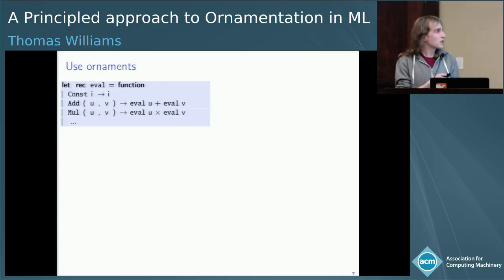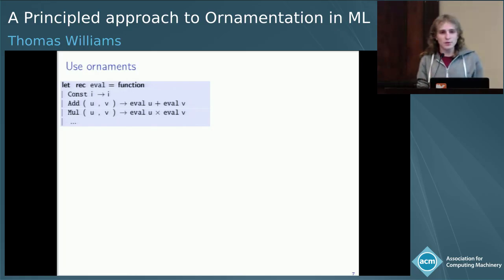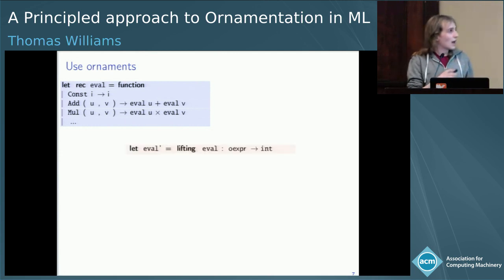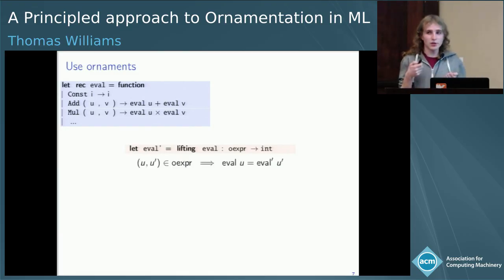So once we have defined this relation, we can use it to lift functions, because now we have a specification. So we start with our code, and we specify that we want eval prime to be a lifting of eval, where the first argument has been transformed using the ornament OX, and the second argument is left as is, because it's an integer, it's good. So what does this mean? This means that if U and U prime are related by our relation OX, we want the evaluation of eval U to be the same as the evaluation of U prime.